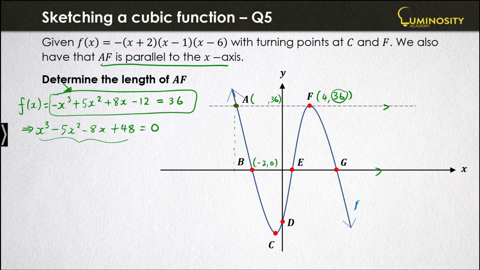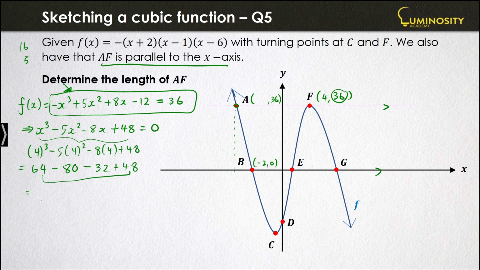So let's check. If I put 4 here, I'm going to get 4 cubed minus 5 times 4 squared minus 8 times 4 plus 48. 4 cubed, that's 64. 4 squared is 16. 5 16s are how many? That's minus 80. 8 times 4 is 32 plus 48. So let's see what we have together. 64 plus 48, that's going to give you 112. And then what's 80 and 32? So that's 80, 90, 100. I think that's 112 as well. Let's just double check.